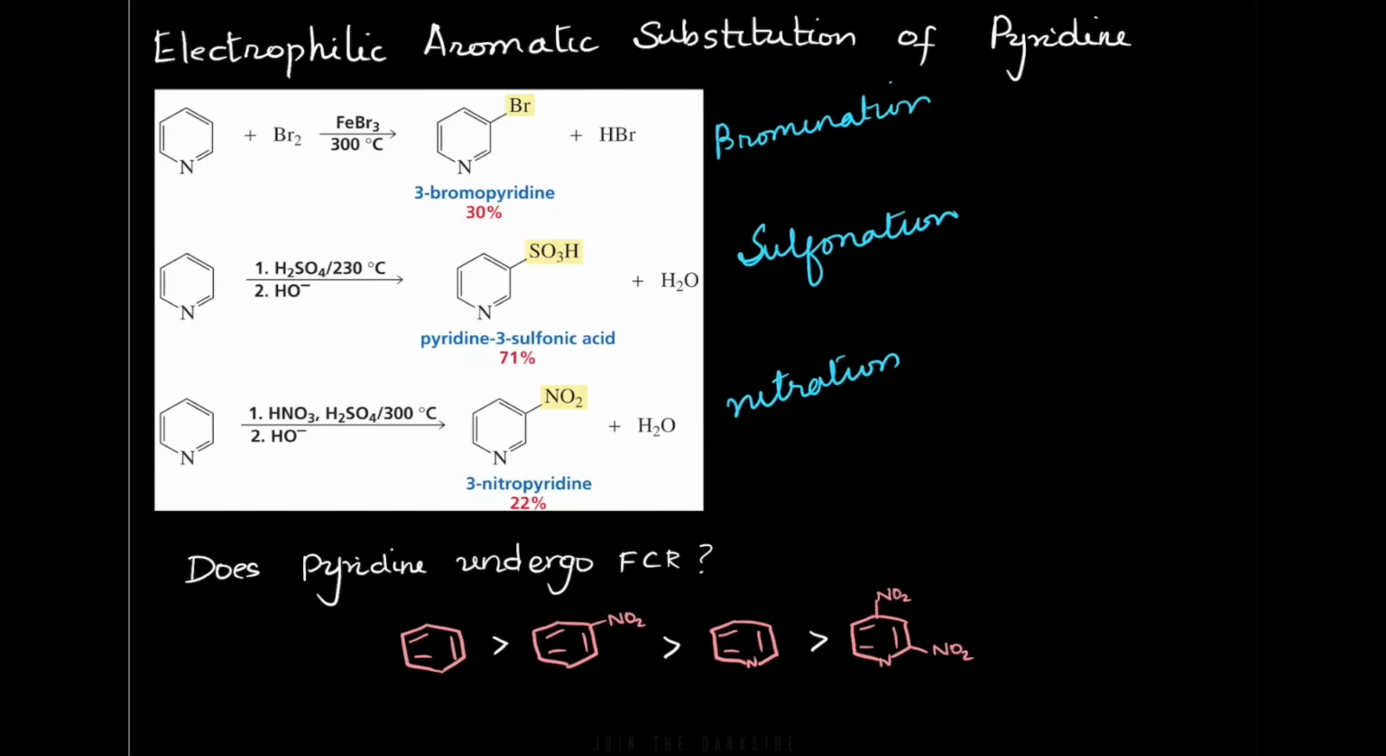And the same thing happens with sulfonation. You heat it close to 230 degrees Celsius and you get 71% of the product. And with nitration, there is only 22% of the product by heating it to 300 degrees Celsius.